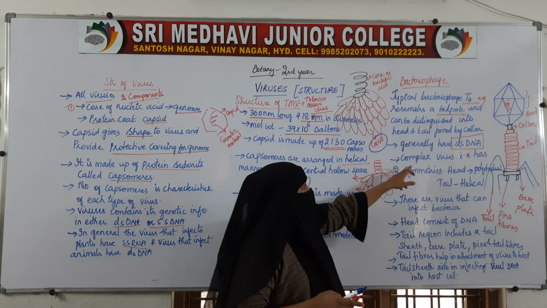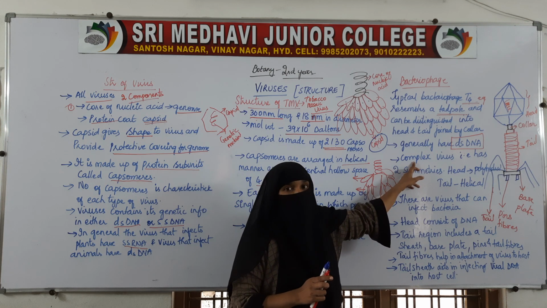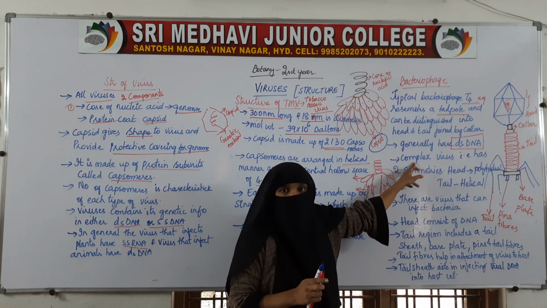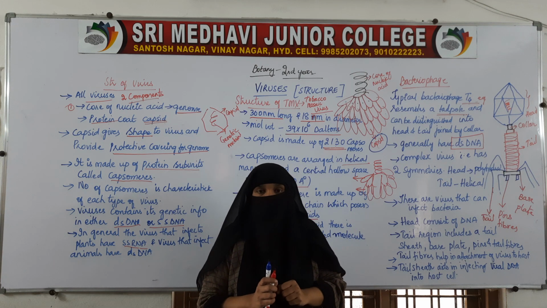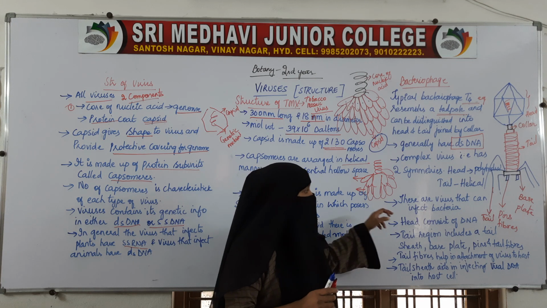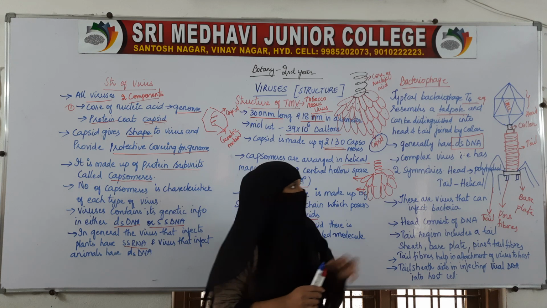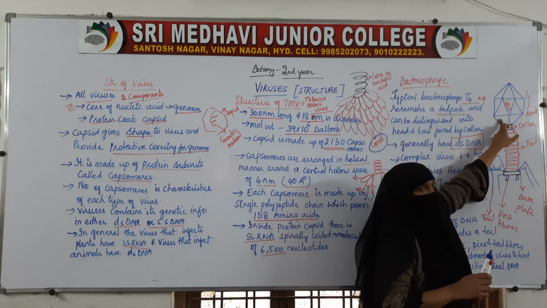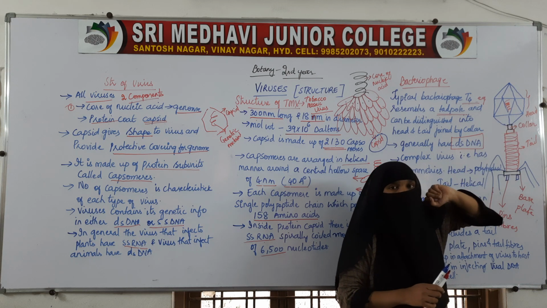So, this is the structure of a bacteriophage. It is a complex virus. Why is it called a complex virus? Because it has two symmetries. It shows polyhedral symmetry and it also shows helical symmetry. The head is of polyhedral shape, that is, the head shows polyhedral symmetry.